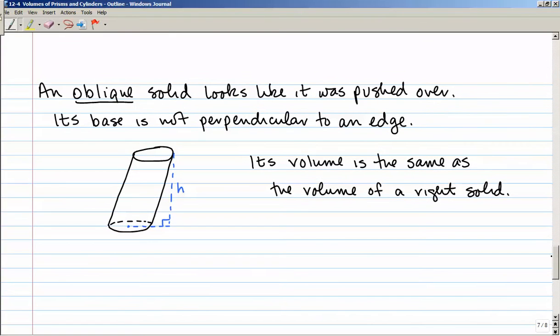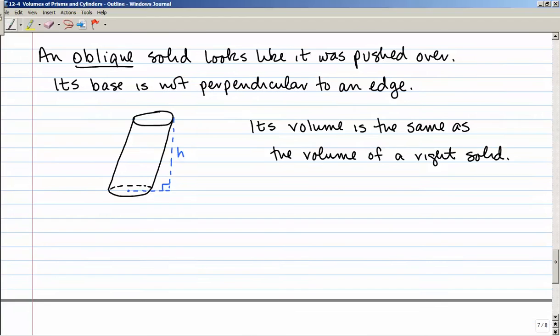And the last concept here is an oblique solid. An oblique solid just looks like a regular solid that looks like it's been pushed over. Its base is not perpendicular to an edge. So here's like a cylinder, and basically if you were to keep the bottom where it is and push the top over, you'd get an oblique solid. What you need to know about its volume is that it's the same as the volume of a right solid. As though it were straightened up, the volume is going to be exactly the same. You will notice, however, that the height could be outside of the solid itself.